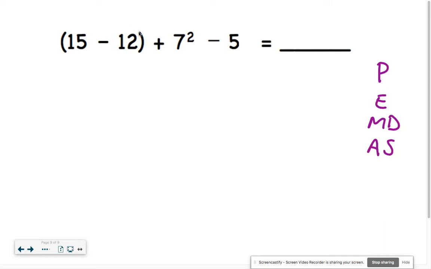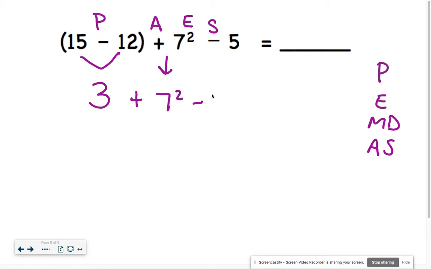Here we have hugging some of our numbers, so that is our parenthesis. Then we have an addition symbol. We have a little number in the sky, exponent, and we have a subtraction symbol. Woo, look at all those letters. Well, the very first one that it says is parentheses. So I'm going to do my parentheses first. 15 minus 12 is 3. I'm going to then carry down the rest of my problem in order by how I see it.